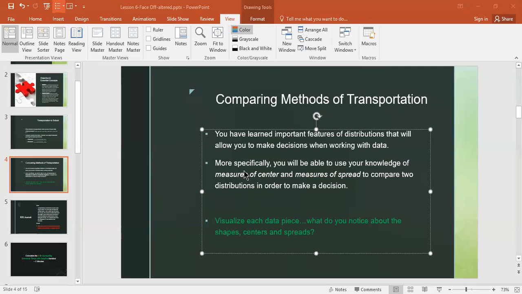However, if your distribution, your shape, tells you, oh, you know what, the mean makes sense here, and if we use the mean, then the MAD is our better measure of spread to compare with the mean.